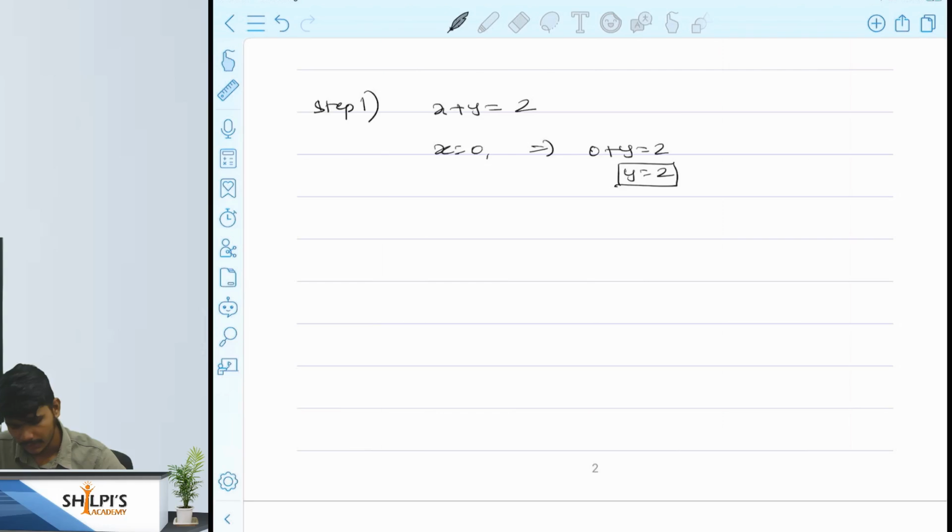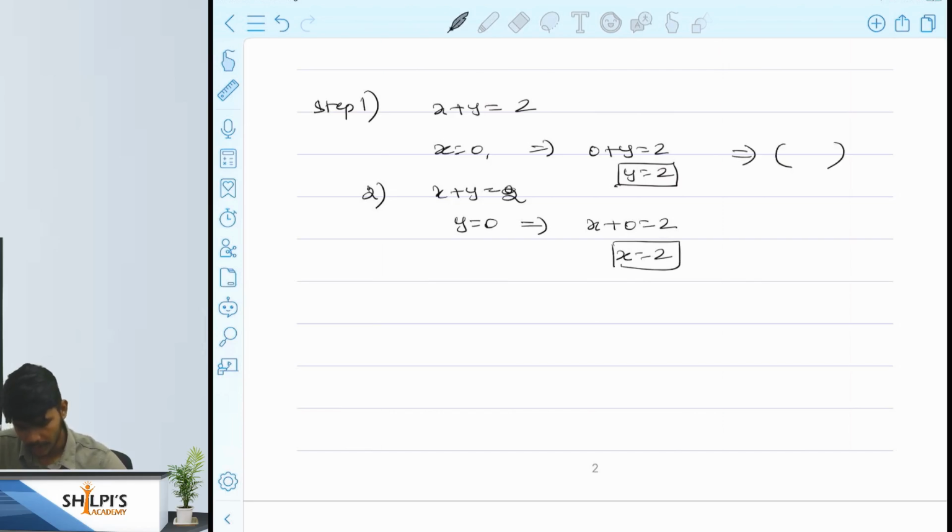Similarly, second step, substitute y equal to 0. What will I get? x is equal to 2. From this I can write the points as x comma y. So 0 comma 2. In that situation my value for x is 0 and y is 2. So I will write 0 comma 2.